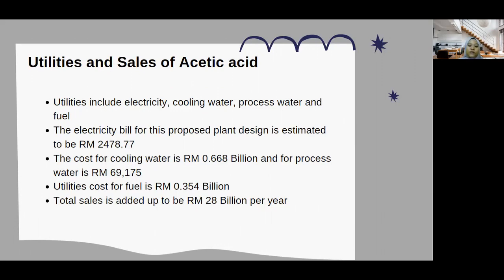The utilities part includes the electricity, cooling water, processed water, and fuel. The electricity bill for this proposed plant design is estimated to be 2,478 and 77 cents. The cost for cooling water is 0.668 billion and for processed water is 69,175. Utilities cost for fuel is 0.354 billion. The total cost for all mentioned is added up to 28 billion Malaysian ringgit per year.